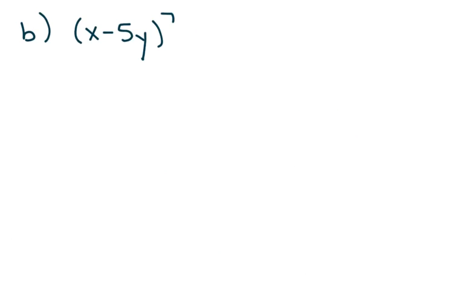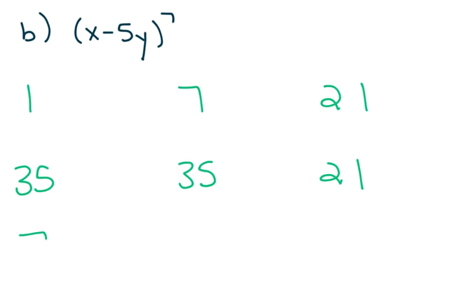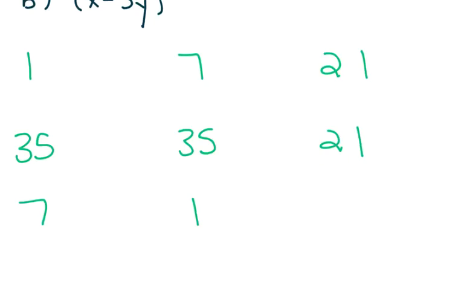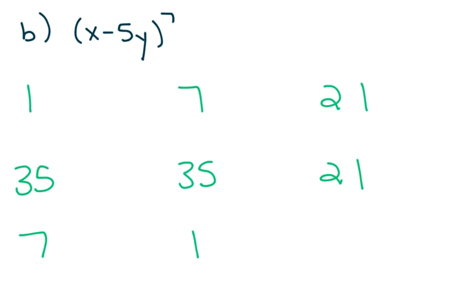So if I can remember 1, 7, 21, and 35, I'll be good. Let's see. 1, 7, 21, 35, 35, 21, 7, 1. I think I got that. Let's see. 1, 2, 3, 4, 5, 6, 7, 8. Okay. If it's a 7th row, it should have 8 terms. The first term in the binomial, which is x, starts here with the largest exponent. In each consecutive term, it goes down by 1. The last term will not have any x's.